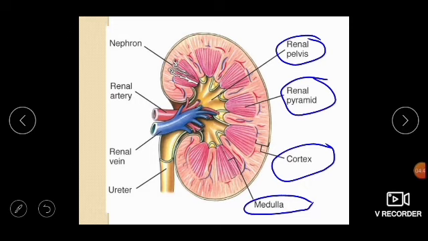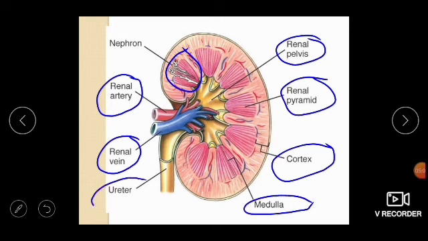And here you can see this structure. This is the nephron. Some portion of the nephron is present in the cortex and some portion is present in the medulla region. The blood vessel supplying oxygenated blood is called the renal artery. The blood vessel carrying deoxygenated blood away from here is known as the renal vein, and the tube which collects the urine from the pelvis is called the ureter.